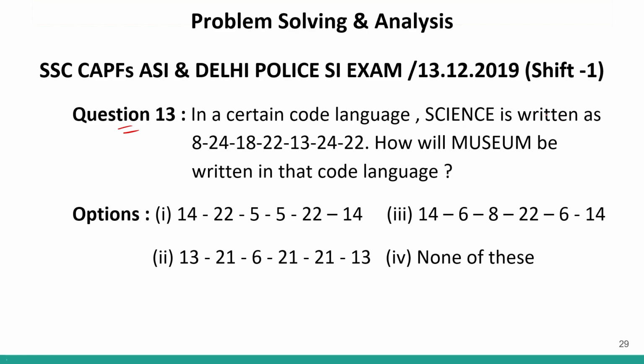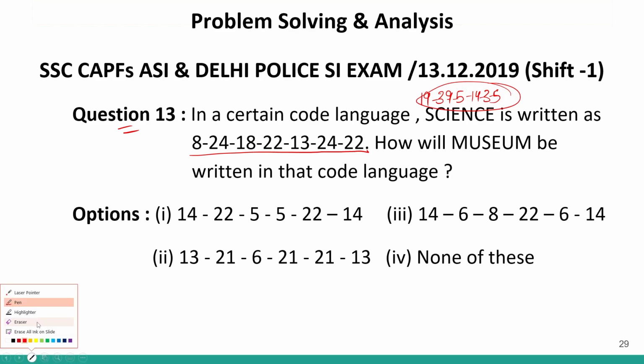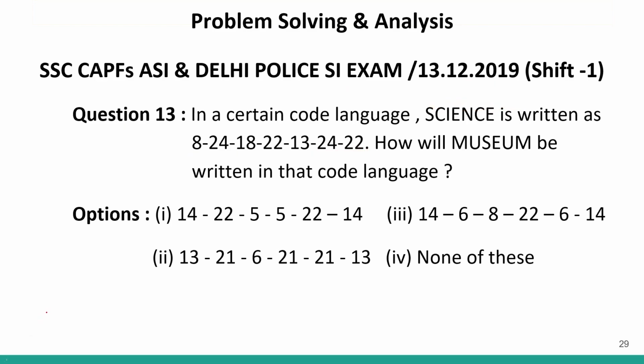Now, question number 3. In a certain thing, code is written as this and we have to find the code of museum. So, let me give them forward rank. S is coded as what? 19. C is 3. I is 9. E is 5. N is 14. C is 3 and E is 5. Now, when I look at these codes, they have no relation at all to the coded word. So some other logic is being followed. Forward rank is not the logic that is being followed in this question. So if you remember, I told you a concept of opposite letters. We discussed a concept of opposite letters.